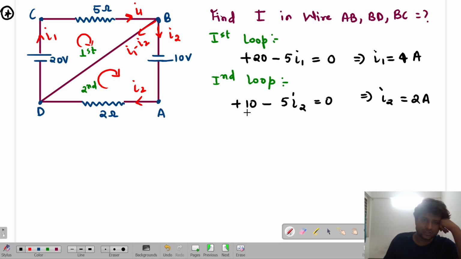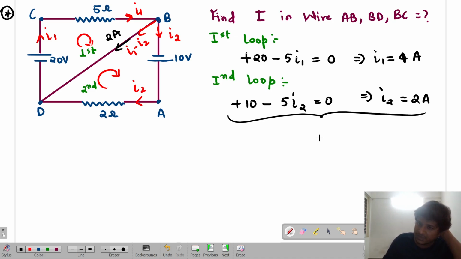Then what I will consider over here? Then next I can know I1 minus I2, or not. I1 minus I2 is how much? 4 minus 2. So basically this is also 2 amperes. Is this clear? Now this is the first method, isn't it?